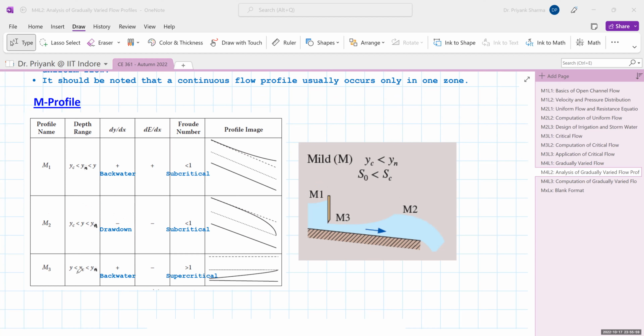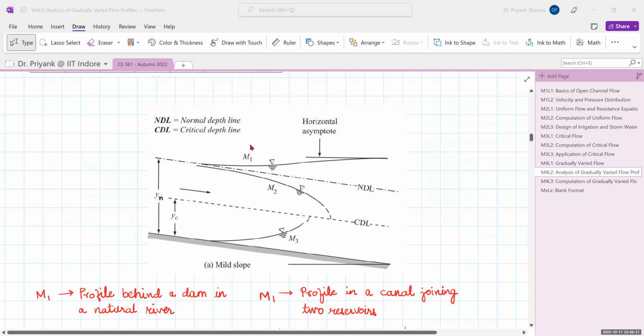Now M3, where your Y is less than both Yc and Yn, so it is a backwater profile whereby dy by dx is positive, but it occurs under supercritical flow condition. So you can see this is a supercritical flow, and here your M3 occurs. Somewhere here there will be a hydraulic jump formation. More clearly we can see here.